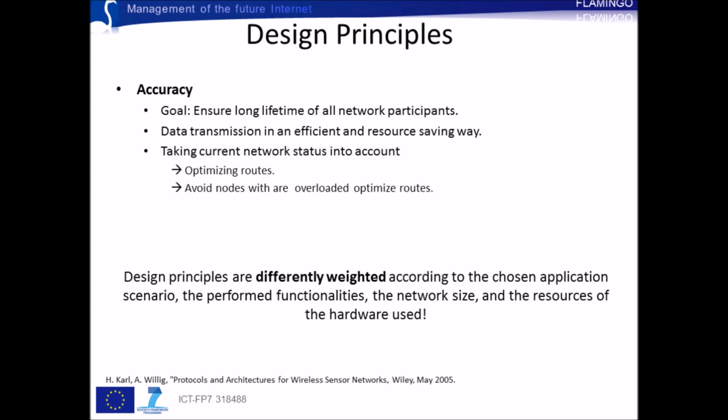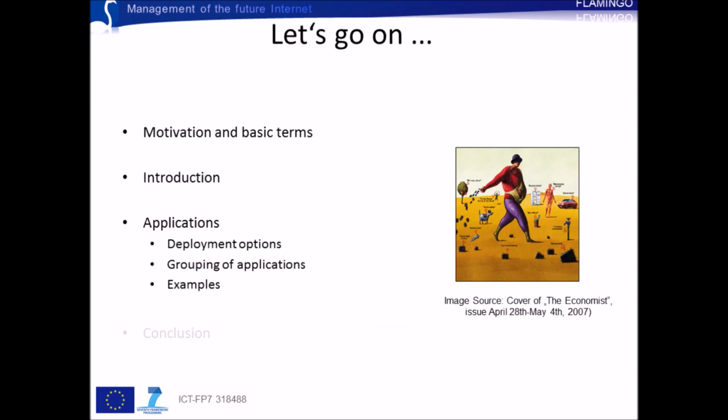As you can see, design principles are weighted differently according to the chosen application scenario, the performed functionality, the network size, and the resources of the hardware used. So keep those principles in mind when you develop a network and think about the application. Now you have a basic idea of the terms Internet of Things and cyber-physical systems, as well as a basic understanding of requirements of wireless sensor networks and its resources.